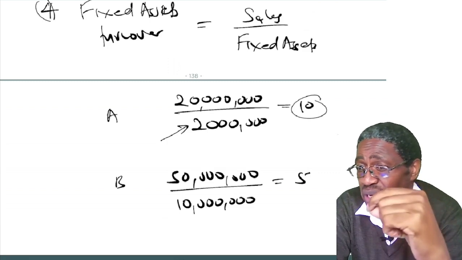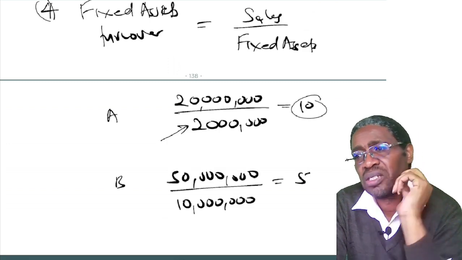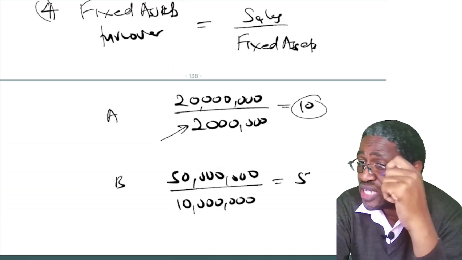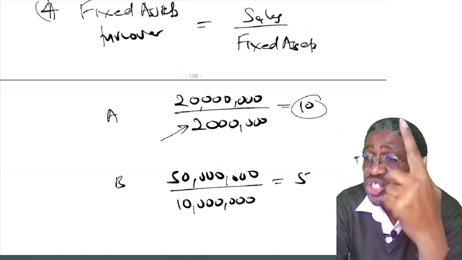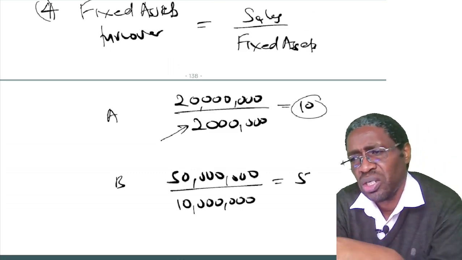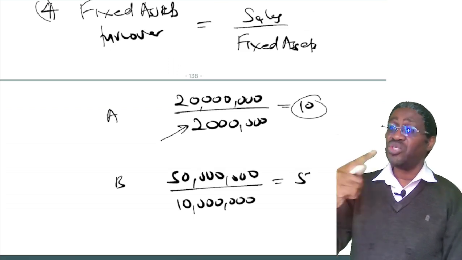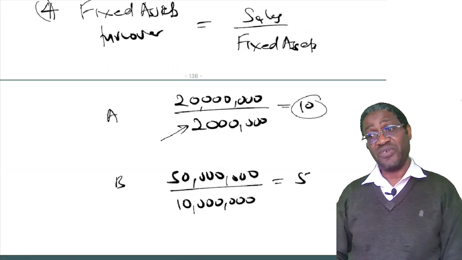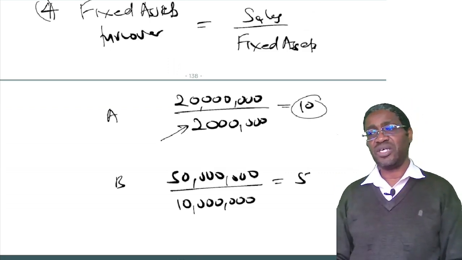So for every shilling company B puts into fixed assets, that shilling is able to generate 5 shillings as sales. Company A, for every shilling they put into a fixed asset, that shilling is able to generate 10 shillings as sales. So company A is better. That is the indication of this ratio: how much you as a company are able to generate as sales from every shilling invested in the business as a fixed asset. The higher the ratio, the better the firm.